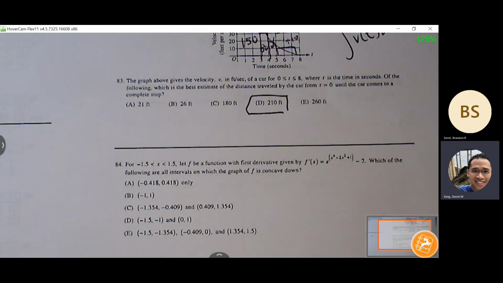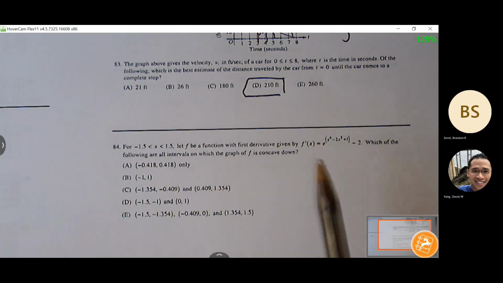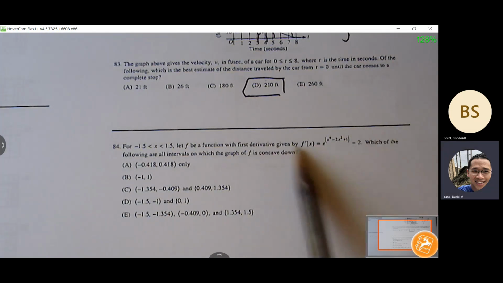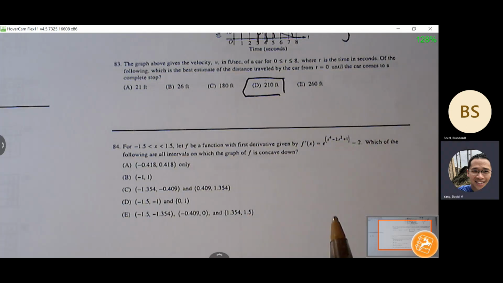Okay, 84. Between negative 1.5 and 1.5, you got f prime given. Where is the graph concave down? So you know that you can sketch the graph, look to see where negative slope occurs. Wherever negative slope occurs on the f prime graph is where the graph is concave down.